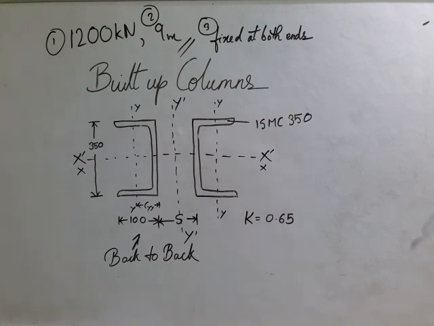The condition that is given to us, we have discussed: 1200 kilonewton load, 9-meter length, and the column is fixed at both ends. So let us first convert the kilonewton load into Newton. It will be 1200 into 10 to the power 3 Newton.